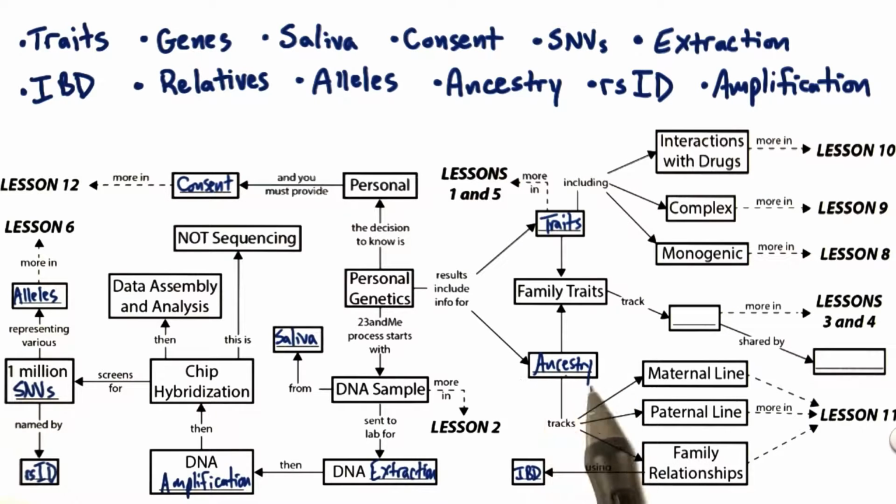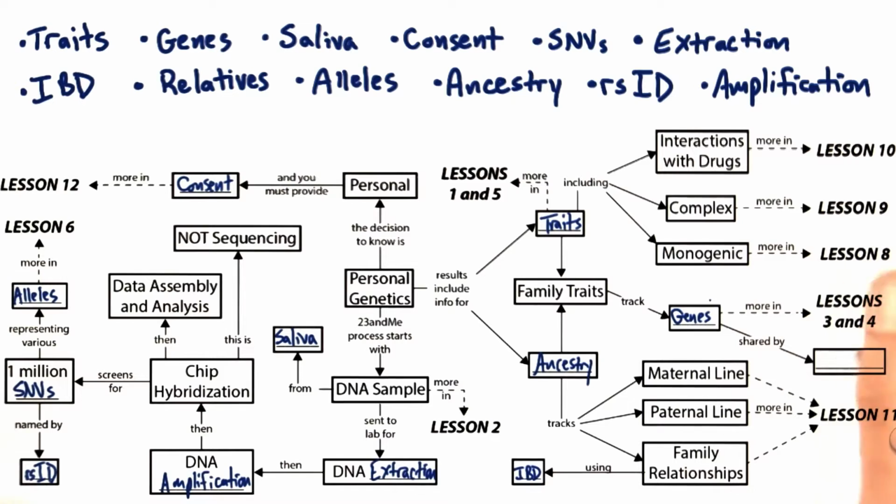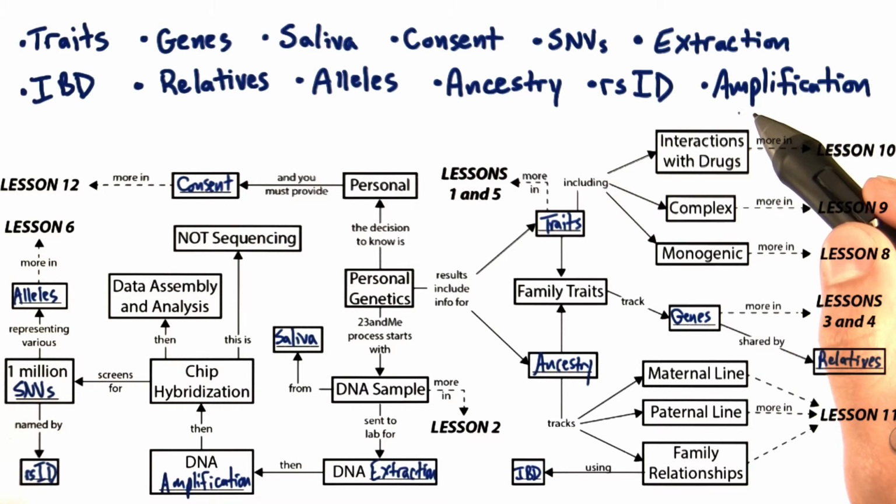Together, combining information about our ancestry and traits, we get a look at our family traits, which track individual genes shared by various relatives. And we learned a lot about genes in Lessons 3 and 4. I hope you have a new appreciation for how all the information we learned about so far is connected and how it connects into the information that we're going to learn in the remaining lessons.